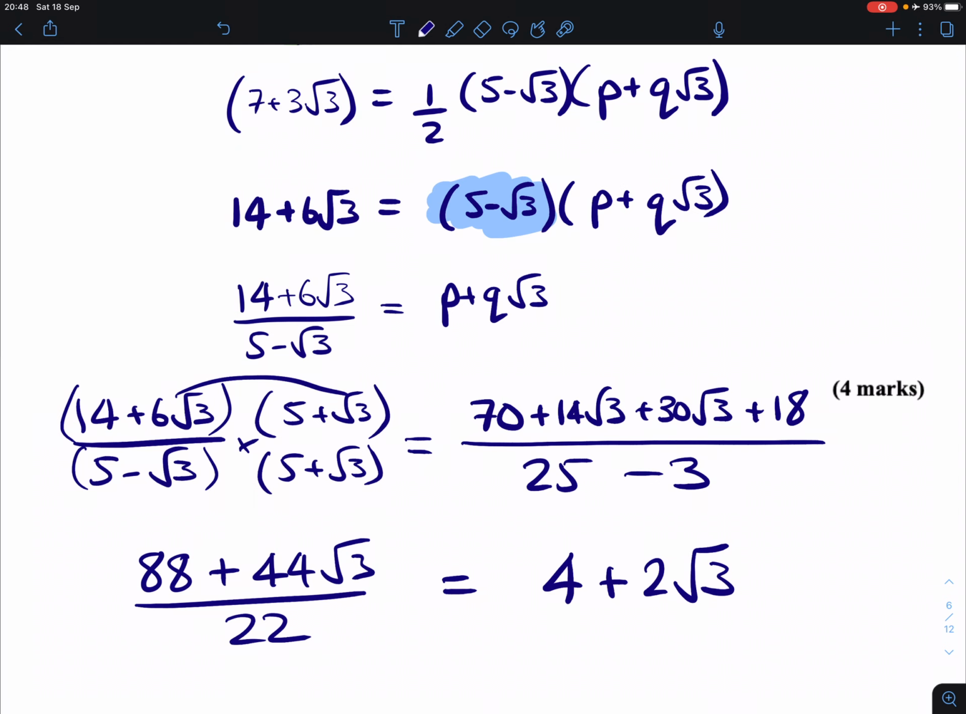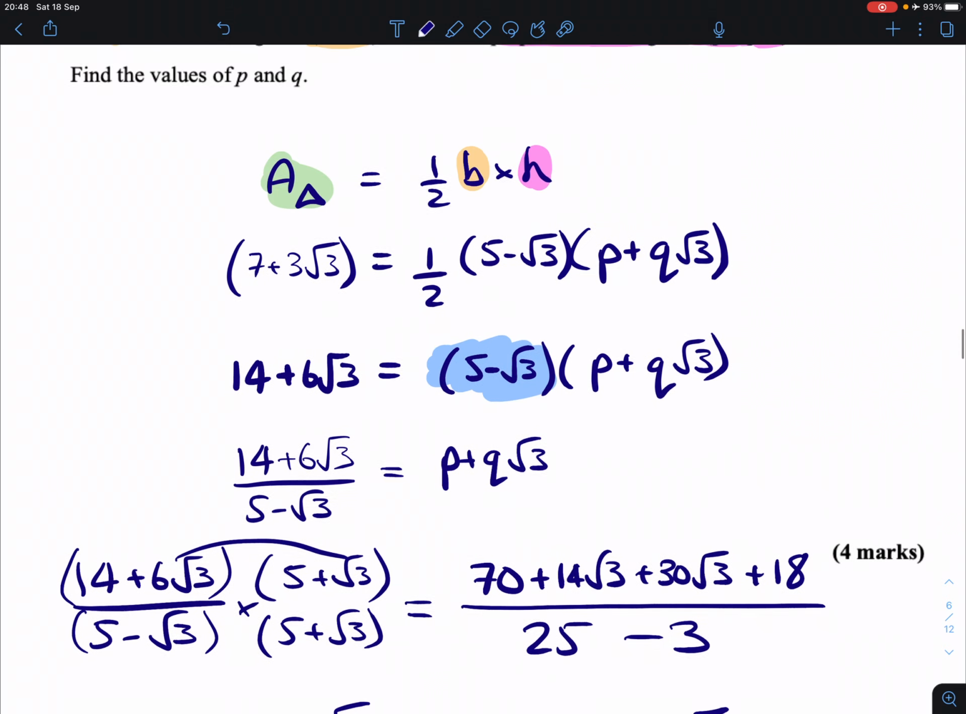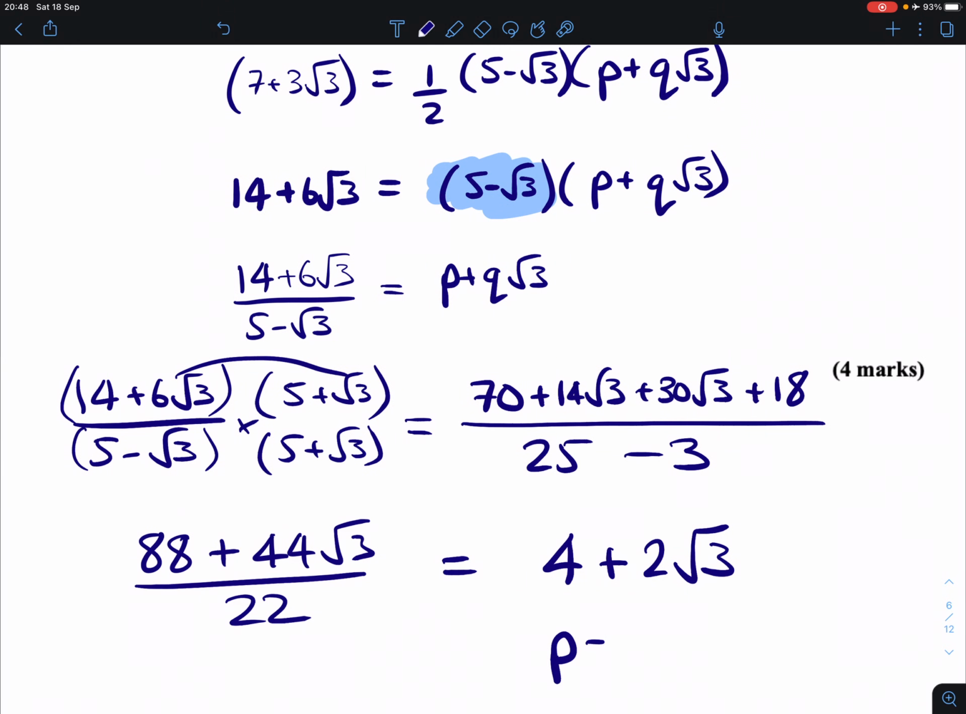Given that we were asked to try and find what p and q are, we should really just quote them. P is the number that's on its own, which is 4, and then q is the number that is the coefficient of root 3, which is 2. So p is 4, q is 2, done.